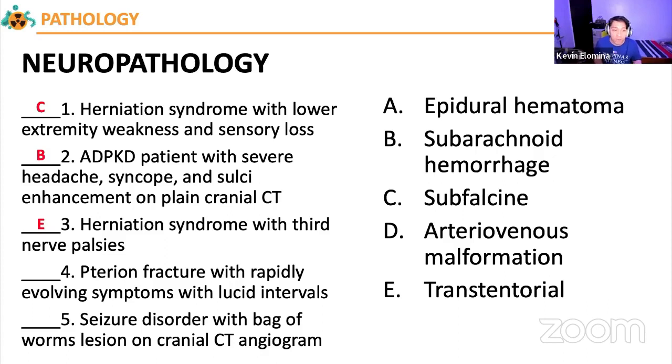Now, if you have a pterion fracture with rapid neurologic deterioration with lucid intervals, then your middle meningeal artery might have been compromised and nagkaroon ka ng epidural hematoma. Okay? Now, if you have a seizure disorder, no, with a bag of worms lesion on your cranial CT, now those bag of worms may represent your abnormal vessels, and that is your AV malformation.